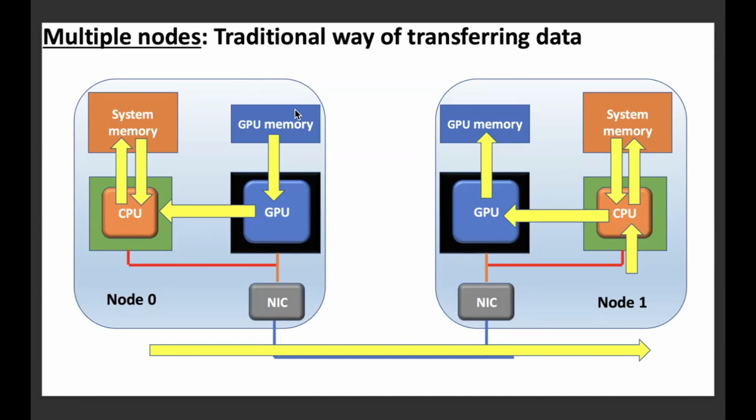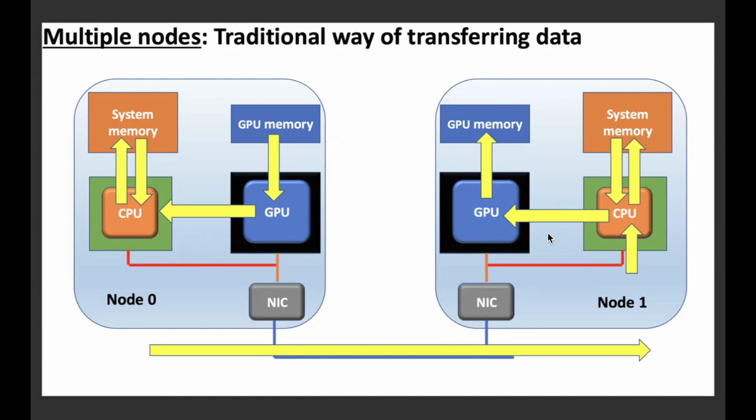In a traditional way, once again, you have the data in the GPU memory. So you need to access the GPU memory from the GPU, copy the data to the CPU memory, and then go through the network interface card. From there, you go to another network interface card on another node. Once again, you go to the CPU, you copy. It's a very long path. That's the traditional way on multiple nodes.